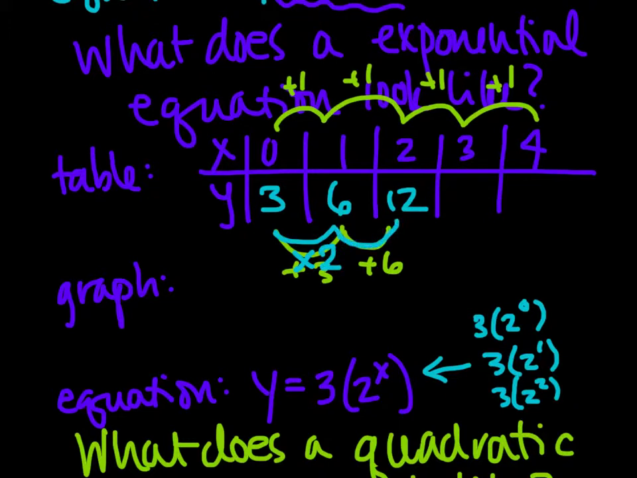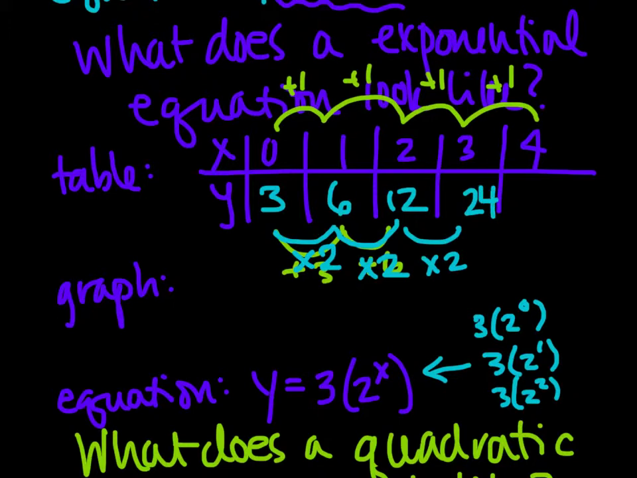I'm multiplying this next one times 2. So if we were to follow that, we would say it's times 2 for our next one. So 3 times 2 to the third power. 2 to the third power is 8. 8 times 3 equals 24. So we should get 24 for our next one.